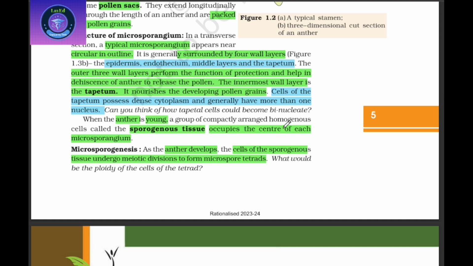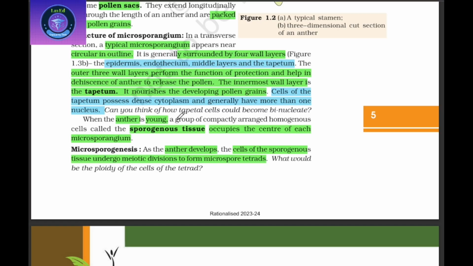Now you will get 3 points regarding anther. Number one, when the anther is young. Number two, when the anther develops. And the last one will be when the anther matures. Make these 3 points very clear and distinct, because questions can be asked again.